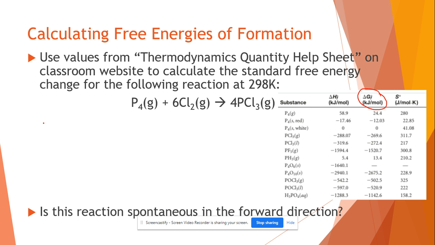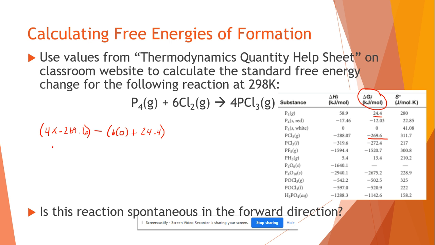So here for my products, I have 4 of them. And then I want to find PCl3 in gas form. You're going to notice it's in liquid and gas, so make sure you do the gas form, which is negative 269.6. We want to subtract it from our reactants. So reactants, here we have 6 Cl2. Chlorine is an element in its standard state, so that's 0. Plus, we only have 1 of them, so we just have to find P4 in gas form, 24.4. From there, we can go ahead and solve.